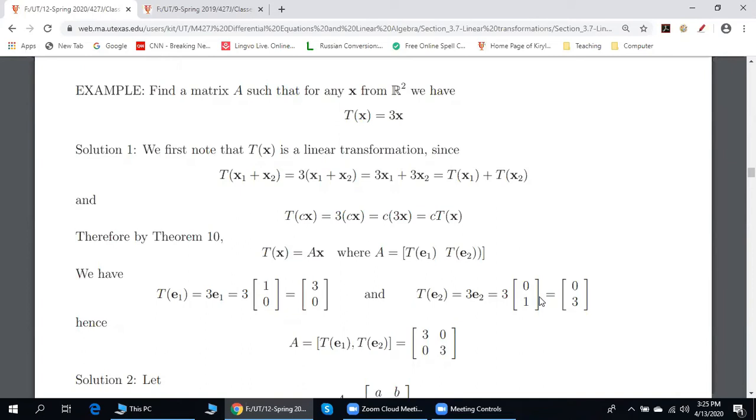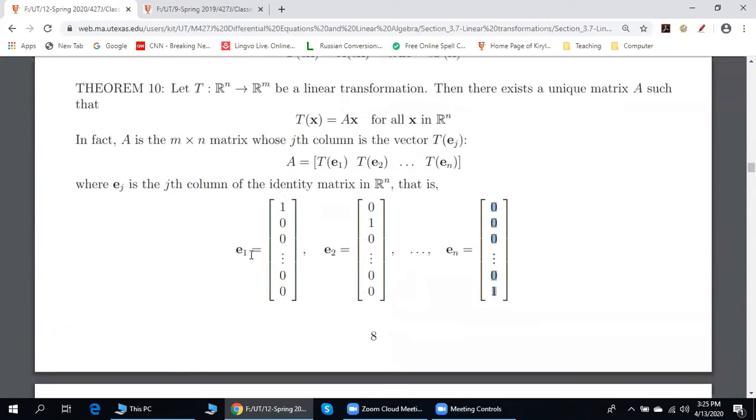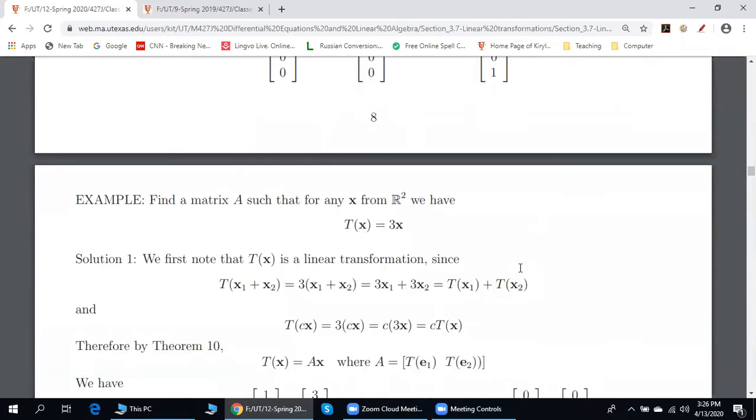Is e always going to be those identity vectors, or can they be any vector? No. Here we have to use the standard basis. Okay. e1 is this, e2 is this, and so on.